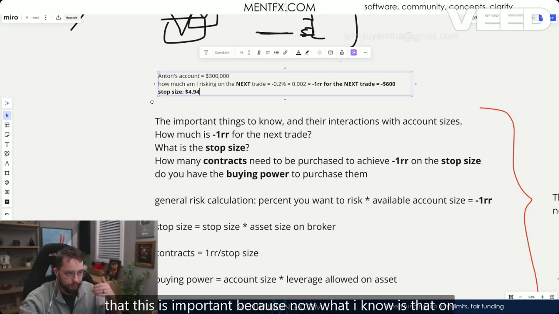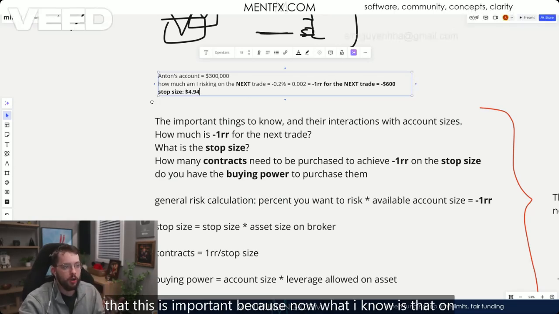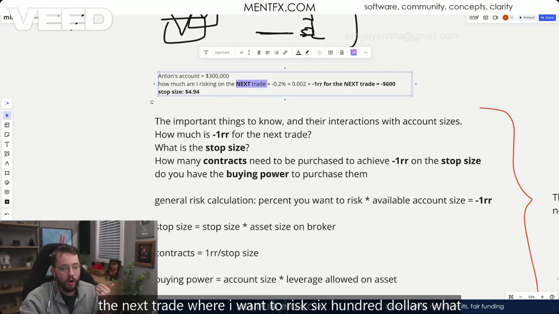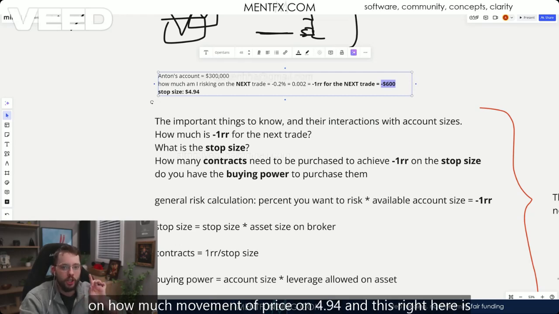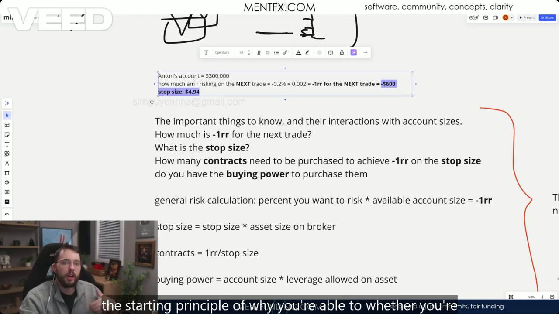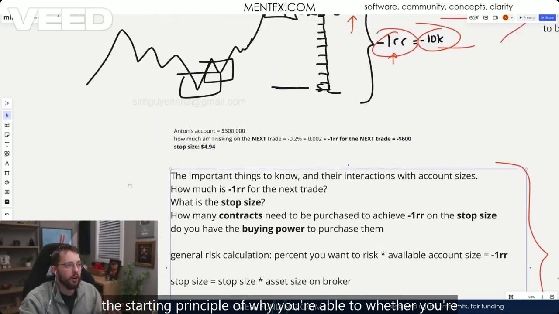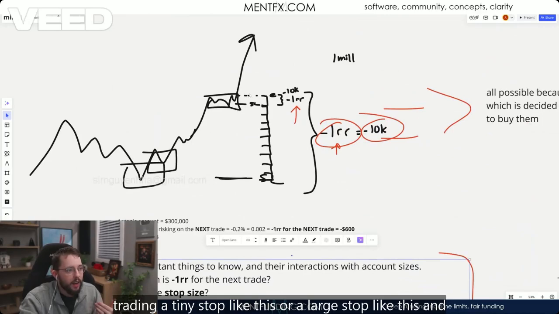Now I know that. This is important because on the next trade where I want to risk $600, what do I also want to do? Well, I want to risk $600 on how much movement of price? On $4.94. And this right here is the starting principle of why you're able to risk 1R, whether you're trading a tiny stop like this or a large stop like this.